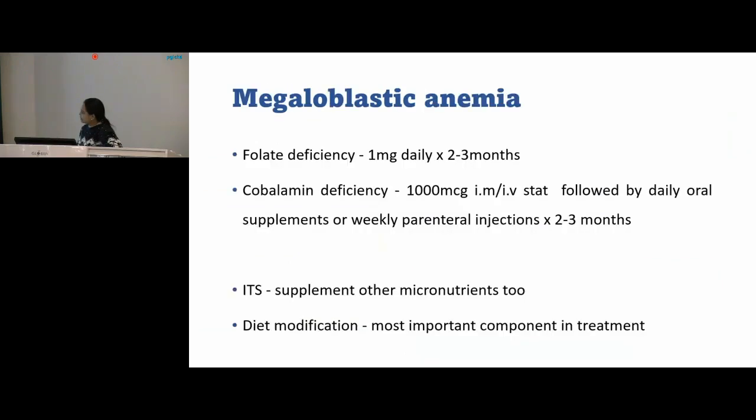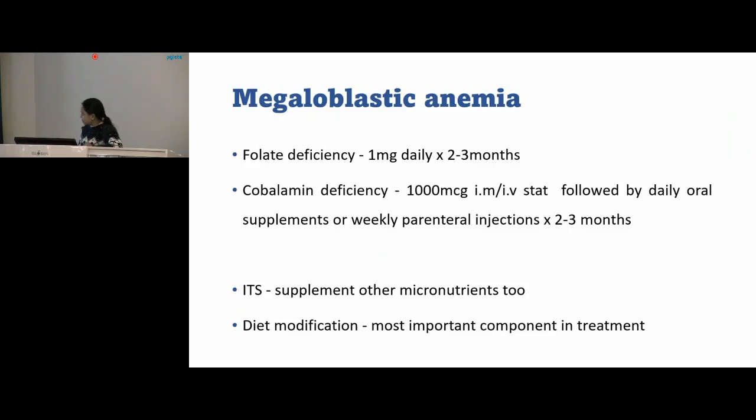So the most important thing is, again, treatment. In folic acid deficiency, whatever may be the age, the usual requirement is only 1 mg a day. So we have to give folate supplements for around 2 to 3 months. Similarly, if someone has cobalamin deficiency, we usually give a stat correction of 1000 micrograms IM or IV. Some people prefer to give it daily for 7 days, and some give it for 3 days. And then we follow it up with either daily oral supplementation or weekly parenteral preparations for another 2 to 3 months.